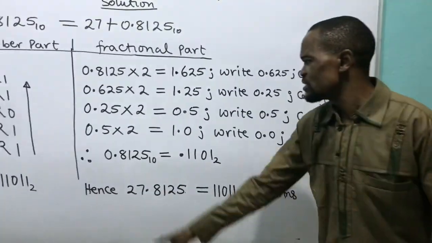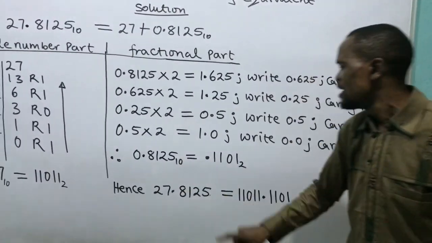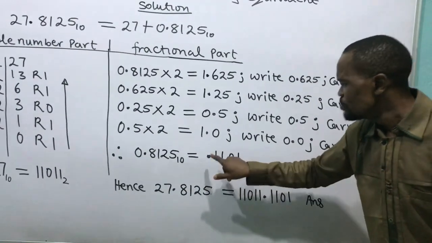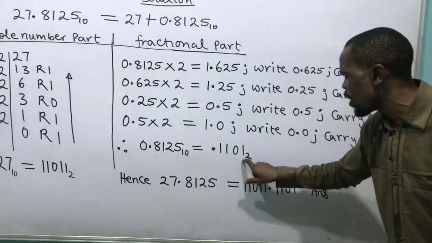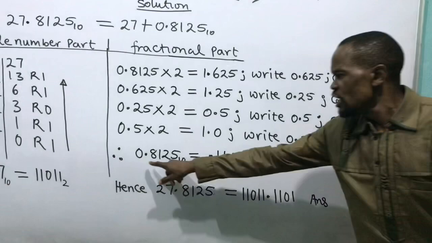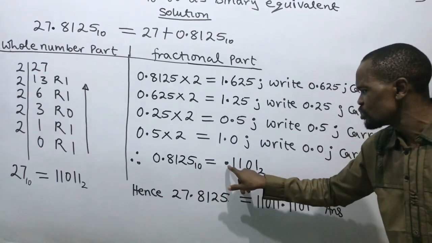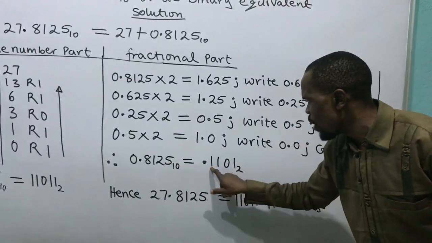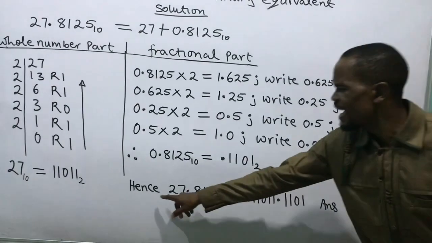So what's next? I will say therefore 0.8125 base 10 is the same thing as what? 0.1101 base 2. Point, which is this point, 1101 base 2.